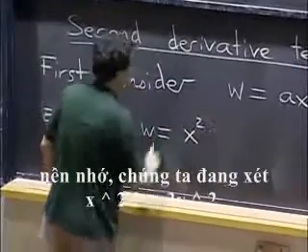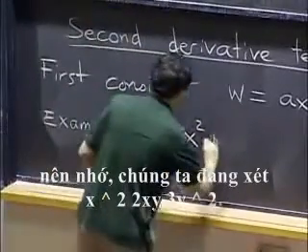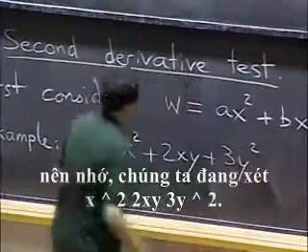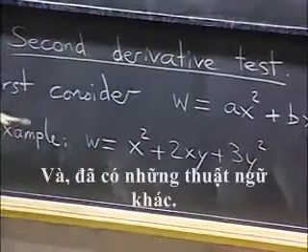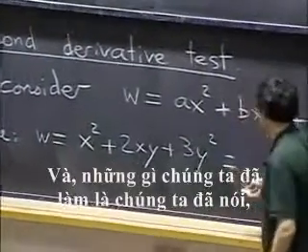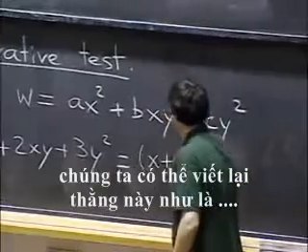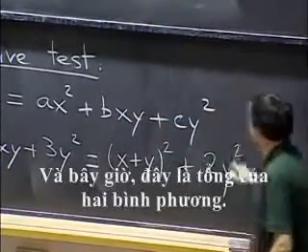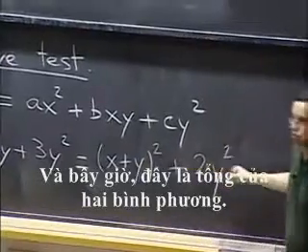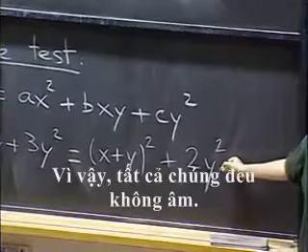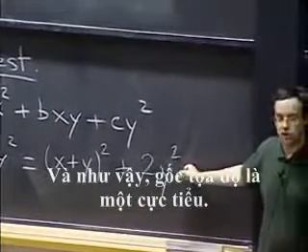So remember, we were looking at something that started with x squared plus 2xy plus 3y squared. And there were other terms, but let's forget them now. And what we did is we said, well, we can rewrite this as (x plus y) squared plus 2y squared. And now this is a sum of two squares. So each of these has to be non-negative, and so the origin will be a minimum.